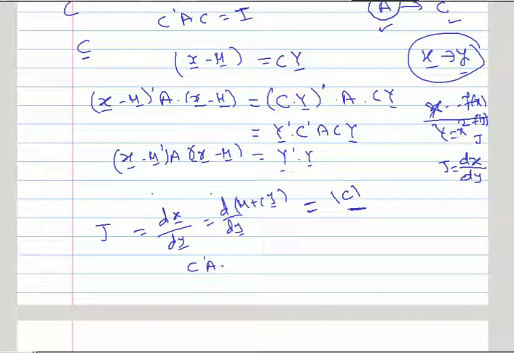We have this expression, C prime AC is equal to I, and as we all know, the determinant of a product is the product of determinants. So once we take the determinant of this, it will be the determinant of the identity matrix, which is nothing but 1. When we apply the determinant over individual matrices, it will be determinant of C prime, determinant of A, determinant of C.